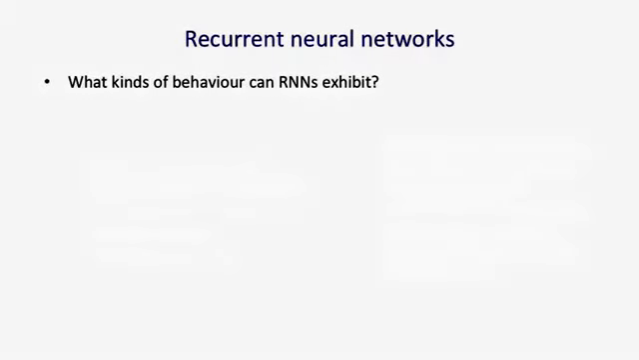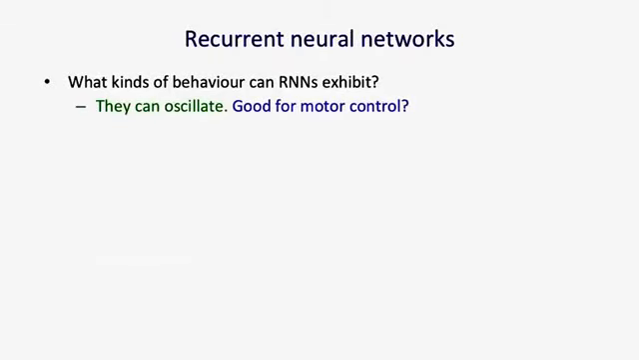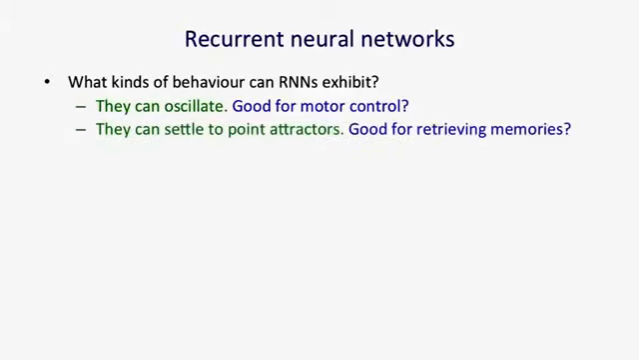So what kinds of behaviour can recurrent neural networks exhibit? Well, they can oscillate. That's obviously good for things like motor control, where when you're walking, for example, you want a nice regular oscillation, which is your stride. They can settle to point attractors. That might be good for retrieving memories.